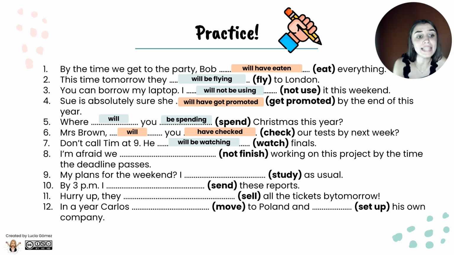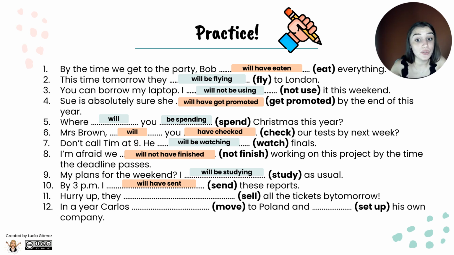Okay. Then I'm afraid we will not or we won't have finished working on this project by the time the deadline passes. Once again, the same thing, the same clue. My plans for the weekend, I will be studying as usual. So by 3 p.m., I will have sent these reports. Me pongo un deadline para las 3, ¿vale? Pues para las 3 esa acción se habrá completado. Entonces en mi to-do list, pues ahora me pongo un tick.